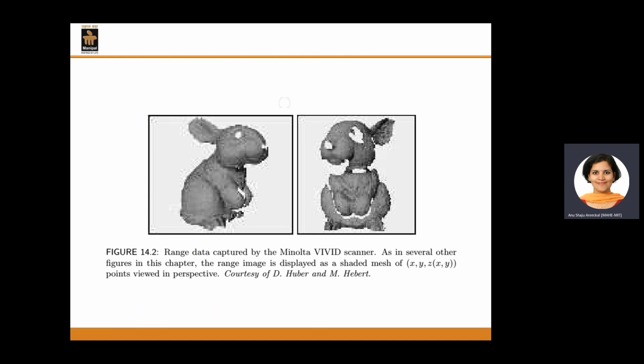So this is an example of range data which has been captured by the Minolta Vivid scanner. This is basically a triangulation based range sensor, and these are just two different views that we see. So we can clearly make out that the shape of the rabbit has been very faithfully reconstructed, right?